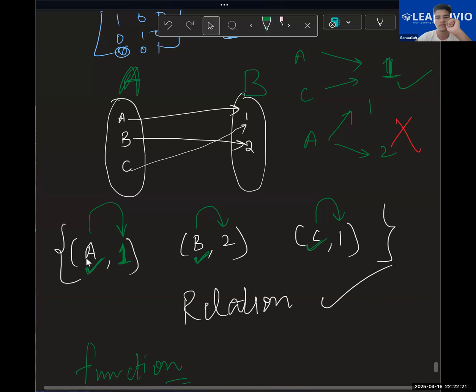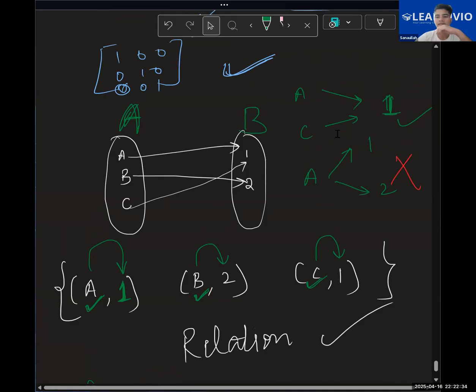Yes, sir. So check here: the image of A is 1, the image of B is 2, the image of C is 1. Here I told you that A and C can have the same image. A and C can have the same image in B, but if any element from the domain has more than one image in set B, then that relation is not going to be a function. Understood?